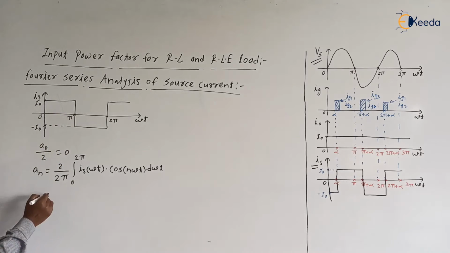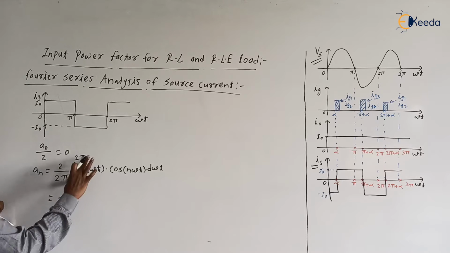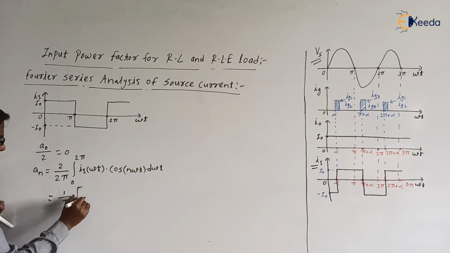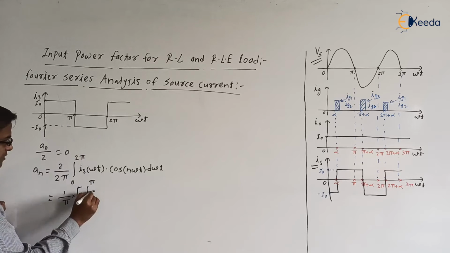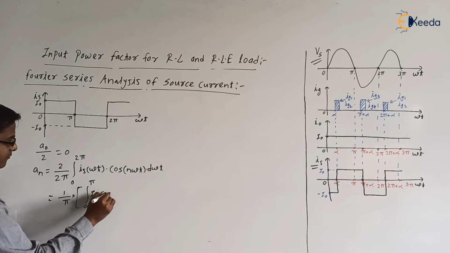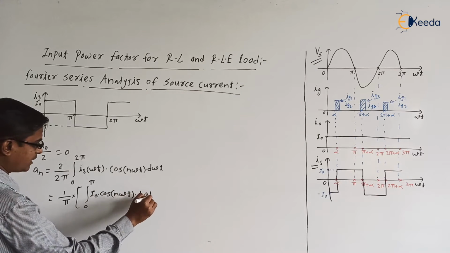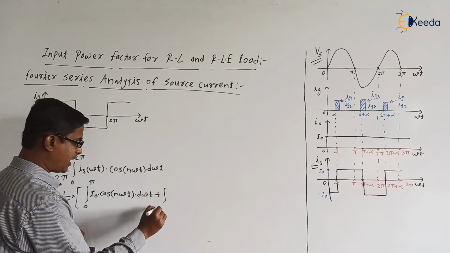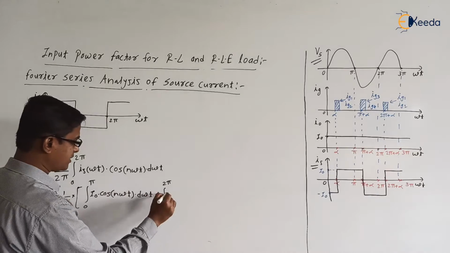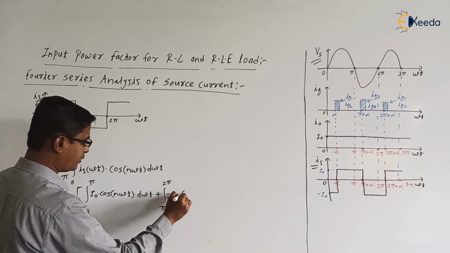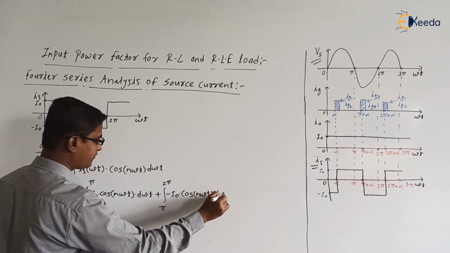Okay, so we can write it as an is equal to 1 by pi. Further, this 0 to 2 pi can be divided into two intervals. One is 0 to pi, where is of omega t is I0, so I0 into cos of n omega t d omega t, plus integration from pi to 2 pi. During pi to 2 pi it has a value of minus I0, so minus I0 into cos of n omega t into d omega t, right?